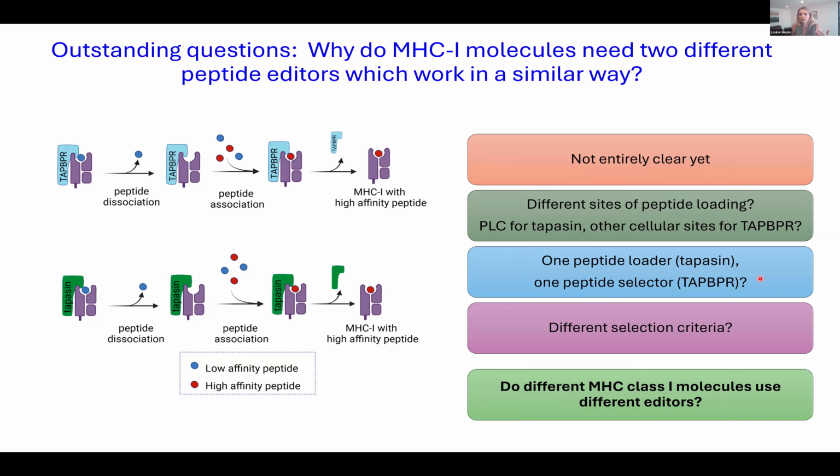Could it be that one of the editors, like tapasin, is predominantly involved in peptide loading onto class 1 molecules, and the other one, TAPBPR, would be involved in peptide selection or refining the repertoire? Could it be that these two different editors exert different selection criteria on the MHC class 1, so maybe using their different loop regions to refine the repertoire in different ways? However, we were quite interested in whether different MHC class 1 molecules might use different editors. So could it be that some MHC class 1 have a preference for tapasin and other MHC class 1 molecules have a preference for TAPBPR?